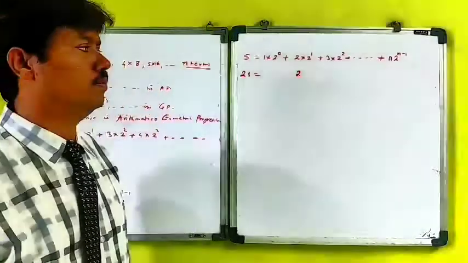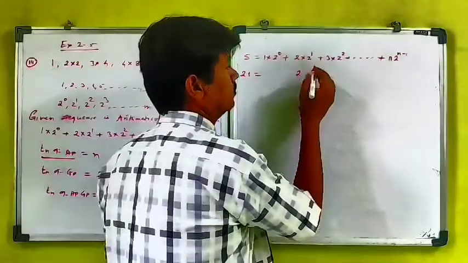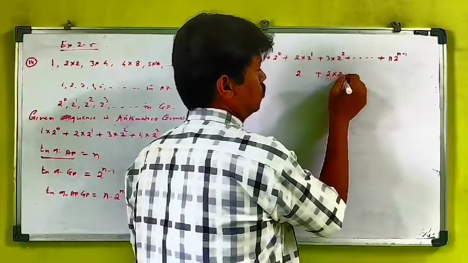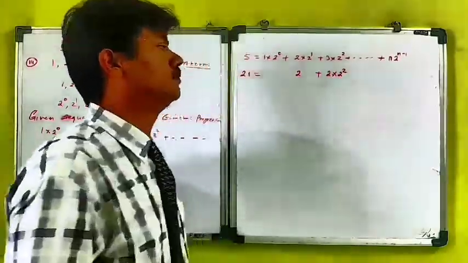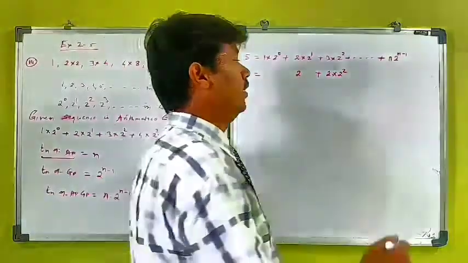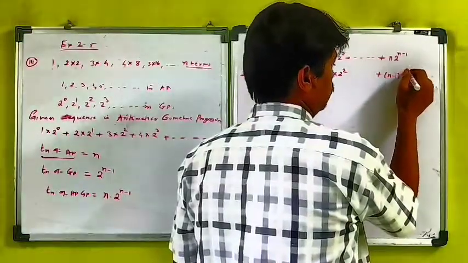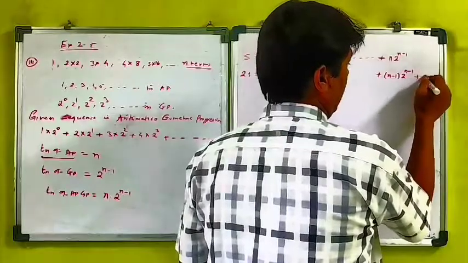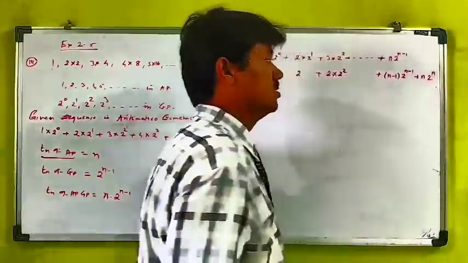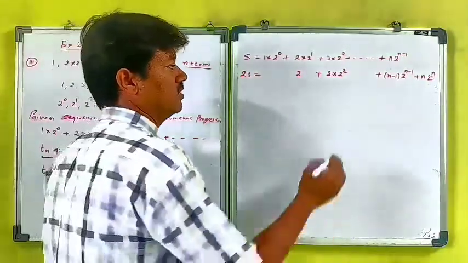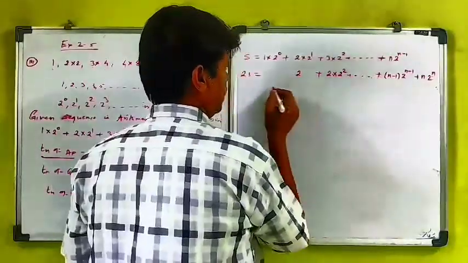It is 2. The next will be 2 into 2 square, like that. Here it will be 1 less, which is n minus 1, 2 raised to n minus 1, n 2 raised to n, like this. So it approaches like this. Then subtracting this.